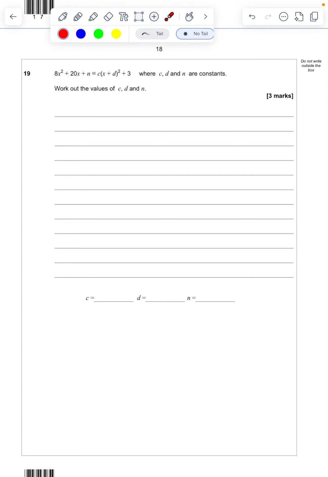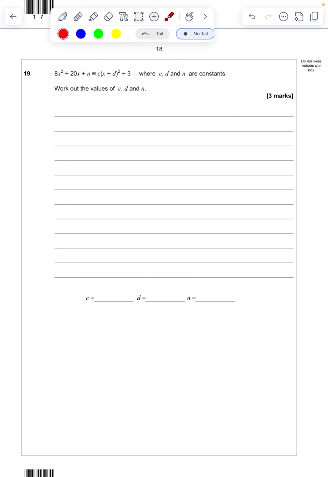Okay, question 19, which is saying you've got this quadratic here and you want to write it in this form here. This is completed square form, okay? Now, you've got quite a lot of unknowns here. You've got C, D, and N, which are all unknown. And maybe you think, well, what do you even do here? Just begin by completing the square of this here.